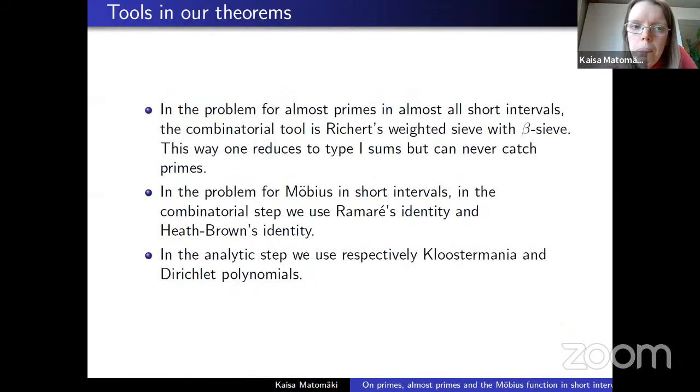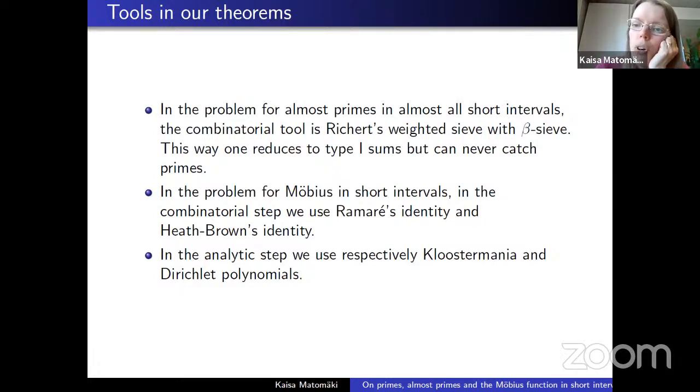And so what are the combinatorial steps and analytic steps in the different theorems I described? For the theorem on almost primes in almost all short intervals, which showed that almost all intervals of length h log x contain P2 numbers, the combinatorial tool is the Harman weighted sieve with the beta sieve. That's what I use, and this allows me to reduce just to type 1 sums. So if you are interested in P_k numbers, it suffices to deal with type 1 sums. You don't have to be able to deal with type 2 sums.